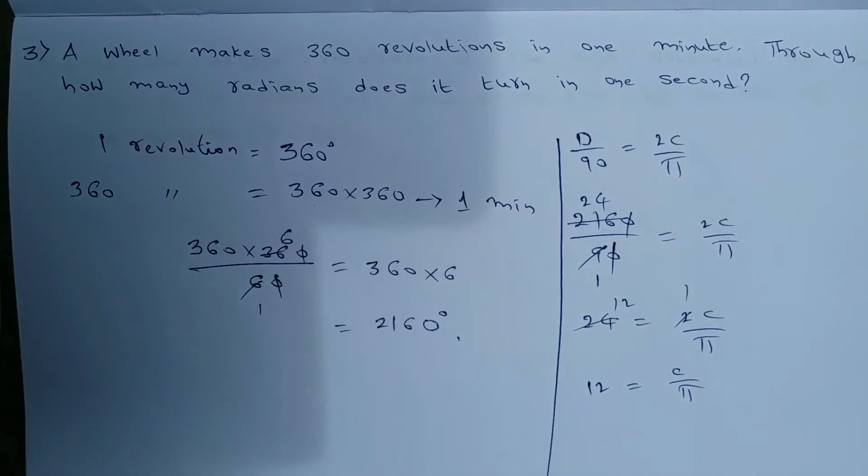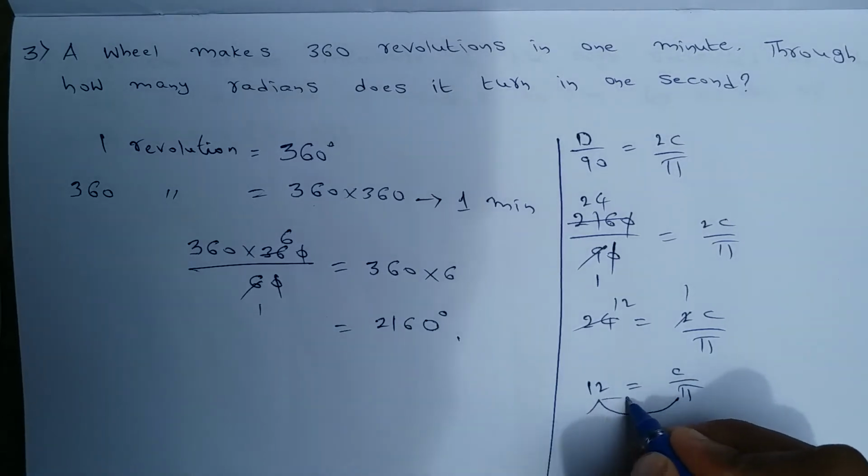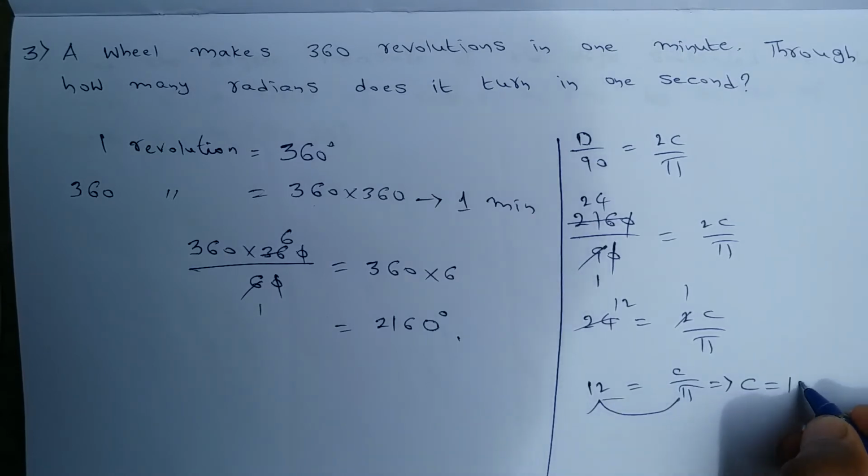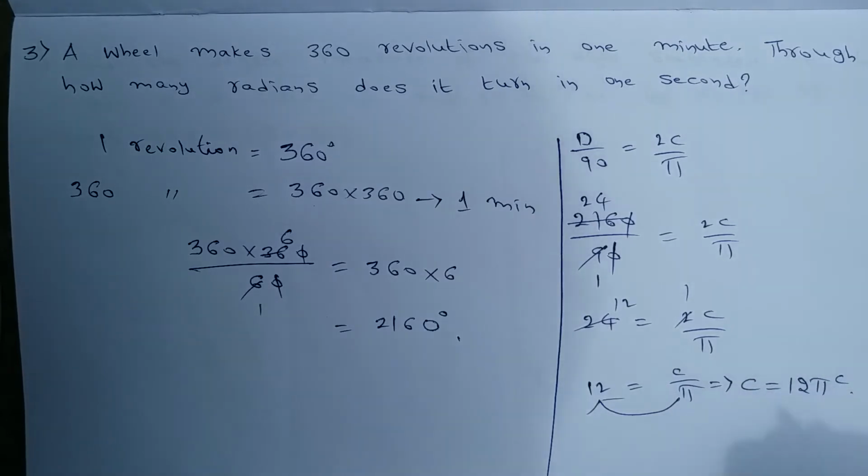Now we want radians, so I will bring this pi to this side. So we remain with C is equal to 12 pi. So in 1 second it will make 12 pi radians.